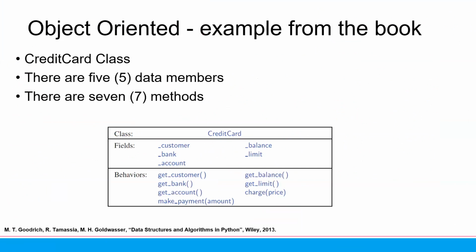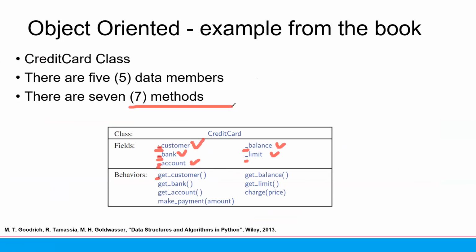So I use the example from the book. There is one class, they call it credit card. In this credit card, they have 5 data members: customer, bank, account, balance, limit. Some people mention that it is good if you make the data member start with an underscore, so you can distinguish between the variables and, for example, the methods. If everything has the underscore, it is a variable or data member. If there is nothing at the start, then this is a method.